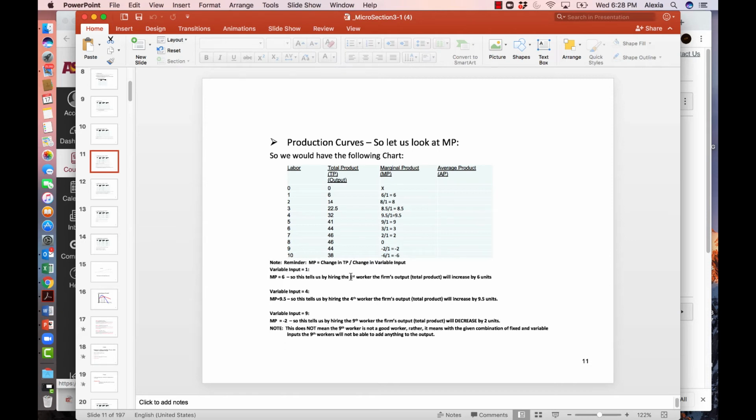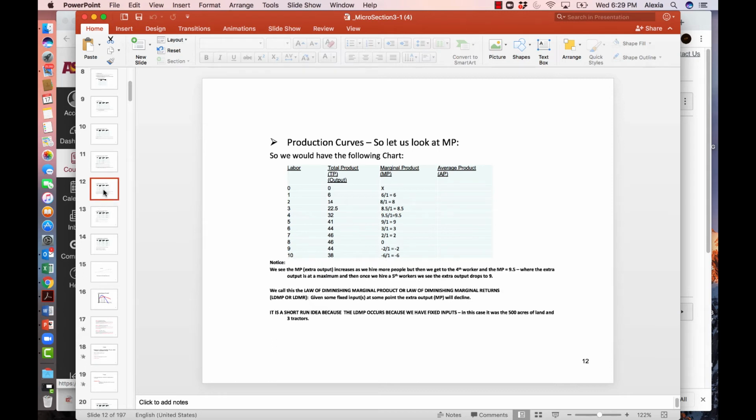So that would be this idea of overcrowding. It's not that the ninth worker is a bad worker. It's more the idea that if we only have the three tractors we started out with, and 9 people now trying to use these 3 tractors, they're going to start getting in the way of one another. So the extra output can actually be driven down. So it wouldn't make sense to hire a worker that's going to pull your extra output down. And we'll retrace that in a minute.